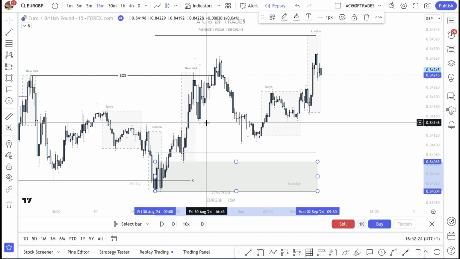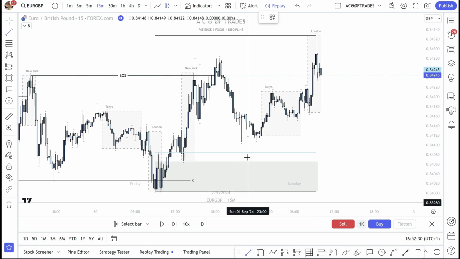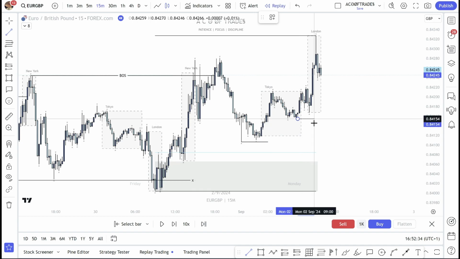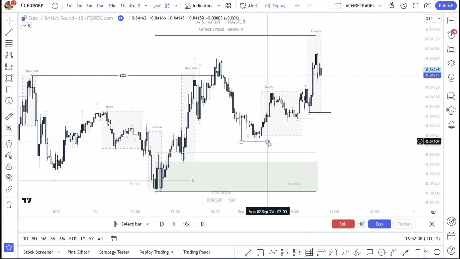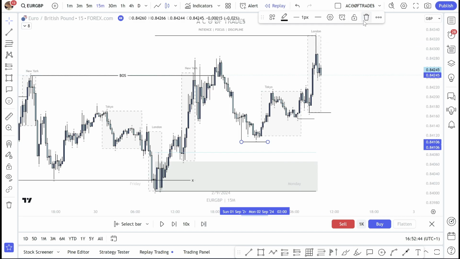We have filled most of the imbalance now, which is not ideal, but it's not massively important. We've got liquidity resting below here, below here, and below here. So we've still got a lot of liquidity to take on the way down. This hasn't swept anything major. I wouldn't count that as a sweep. Let me tidy the charts up.